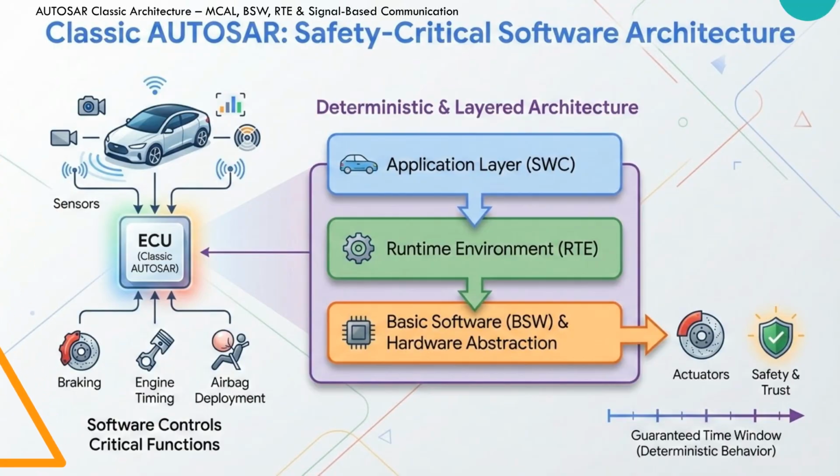In modern vehicles, software is not just supporting hardware, it is actively controlling critical functions like braking, engine timing, and airbag deployment. This is where classic AUTOSAR comes into the picture. It defines a highly structured, layered software architecture, designed specifically for deterministic behavior, meaning every operation happens within a guaranteed time window, which is absolutely critical for safety systems.